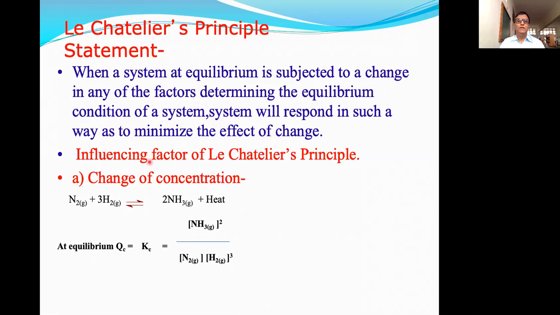Now we'll discuss the influencing factors of Le-Chatelier's principle. The first factor is the change of concentration. Consider this reversible reaction, the formation of ammonia from nitrogen gas and hydrogen gas: N2 gas plus 3 H2 gas gives 2 NH3 gas plus some amount of heat released. At equilibrium, Qc is equal to Kc. So Kc is equal to the concentration of ammonia raised to 2, that is squared, divided by the concentration of nitrogen gas into the concentration of hydrogen gas raised to 3, that is cubed.